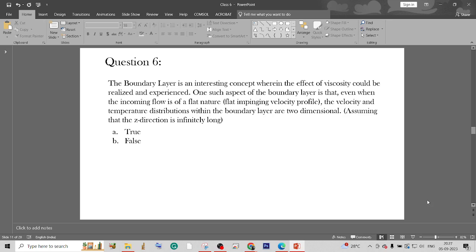The boundary layer is an interesting concept wherein the effect of viscosity could be realized in experience. One such aspect of the boundary layer is that even when an incoming flow has a flat impinging velocity profile, the velocity and temperature distribution within the boundary layer are two-dimensional. True or false? Basically, it simply denotes whether flow in the boundary layer is one-dimensional, two-dimensional, or three-dimensional. Here, Z has been considered as infinitely long. So the flow will be in which directions?